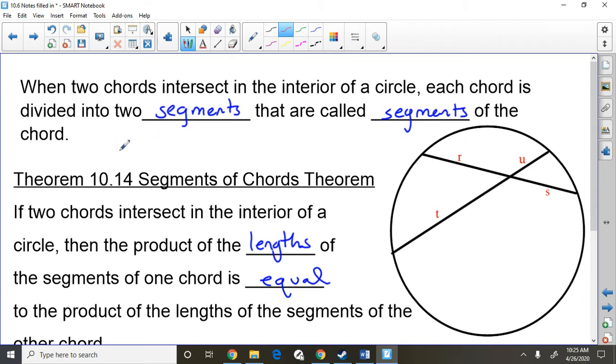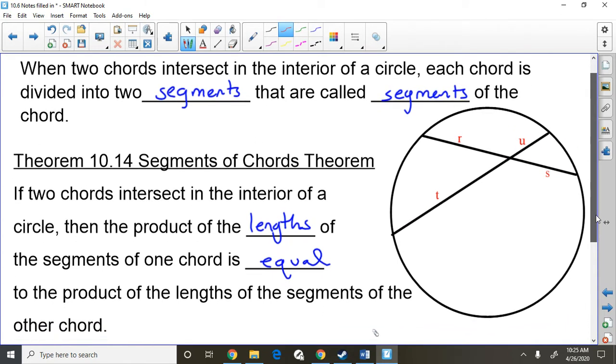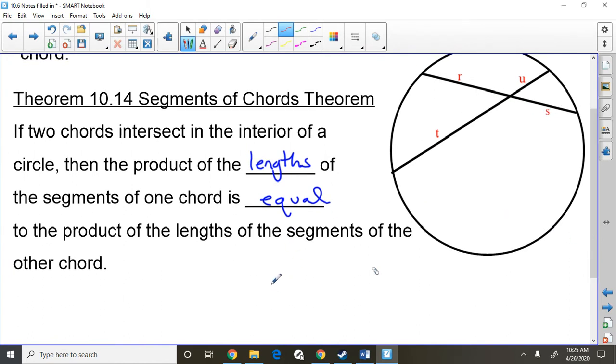First, a quick definition. When two chords intersect in the interior of the circle, like here, each chord is divided into two segments that are called the segments of the chord. So R and S are segments of this chord, T and U are segments of that chord. And there's a theorem relating those lengths. It says, if two chords intersect in the interior of the circle, then the product of the lengths of the segments of one chord is equal to the product of the lengths of the segments of the other chord. R times S is equal to T times U.